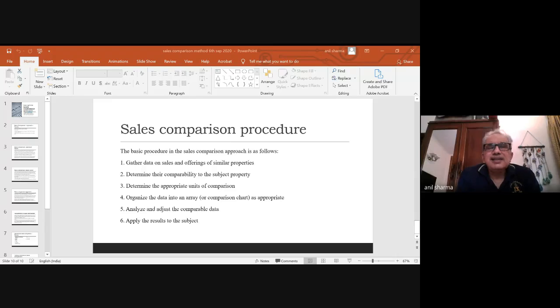But other than that, I have not personally come across any database in India of such a huge nature that you can rely on. So it depends really on the database that you get hold of. If you get a good database of transactions, you're fortunate, and then obviously you will be able to benefit from that.